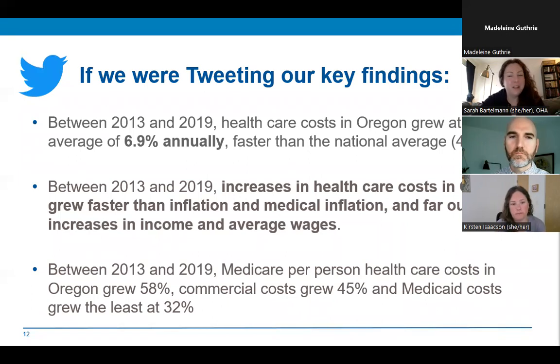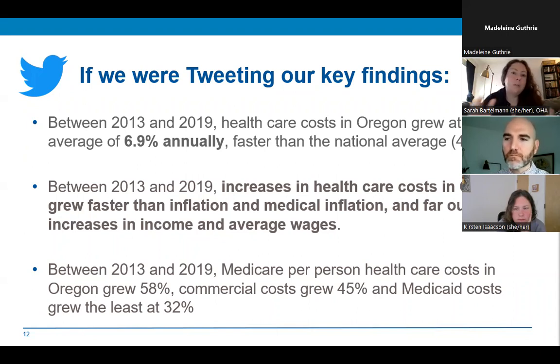So if we were tweeting, we might say that between 2013 and 19, healthcare costs in Oregon grew at an average of 6.9% annually, which was faster than the national average, about 4% every year. Between 2013 and 2019, increases in healthcare costs in Oregon grew faster than inflation and medical inflation, and far outpaced increases in income and average wages. And we'll talk about each of those data points in a minute. And then finally, in that time period between 2013 and 2019, Medicare per person costs in Oregon grew at 58%, commercial costs grew 45%, and Medicaid costs grew the least at 32%.